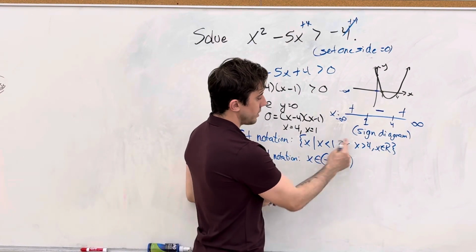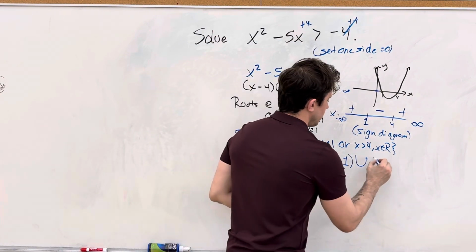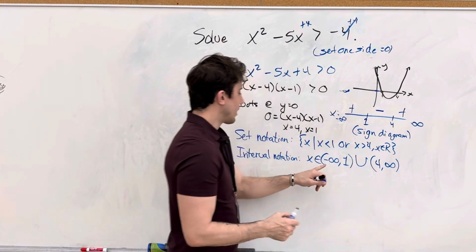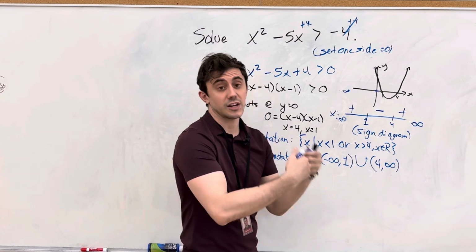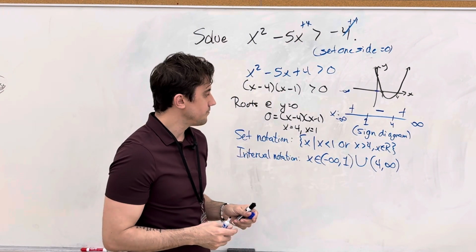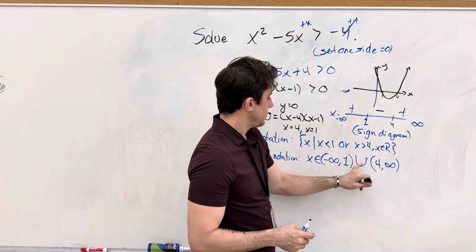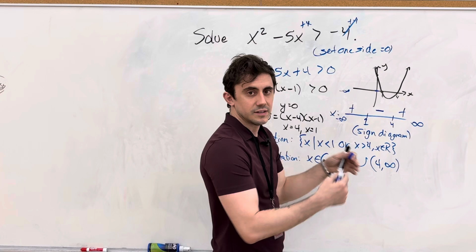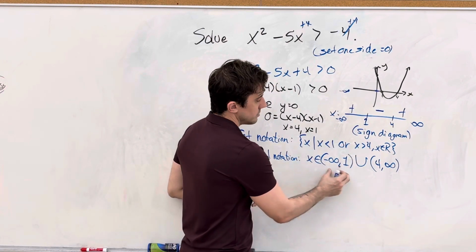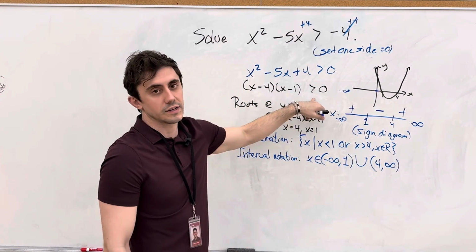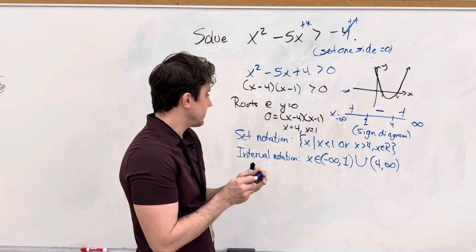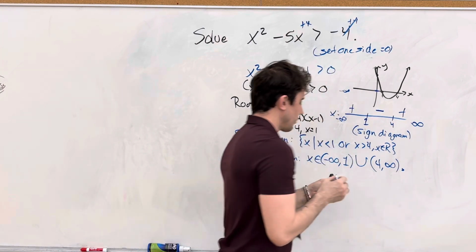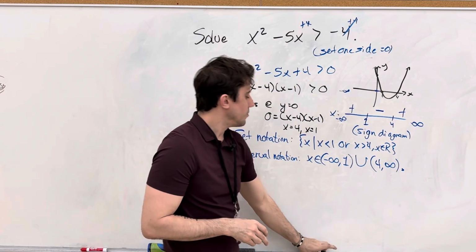So don't include the positive 1, round bracket, union, round bracket again, this time positive 4, all the way to infinity. Round brackets always when we touch the infinities because we never actually get to infinity or negative infinity. And so negative infinity to 1 or 4 to infinity. Any x value in those intervals would make this inequality hold true. And that is how we solve quadratic inequalities. So again, set notation or interval notation, whichever one you prefer, both are perfectly fine.